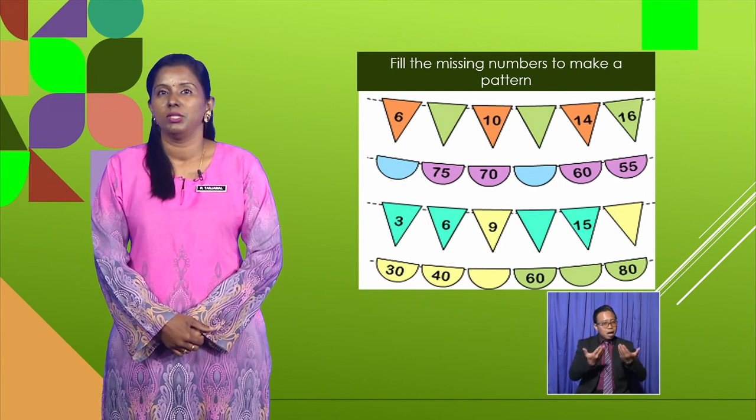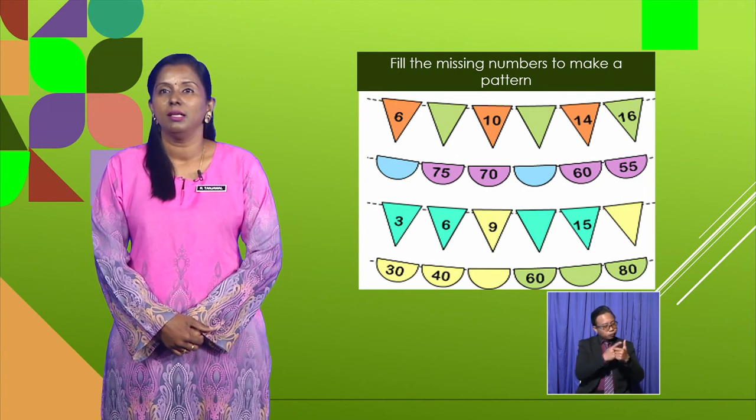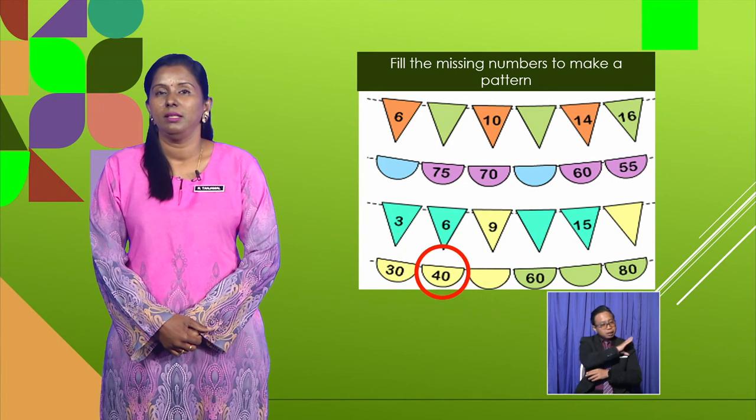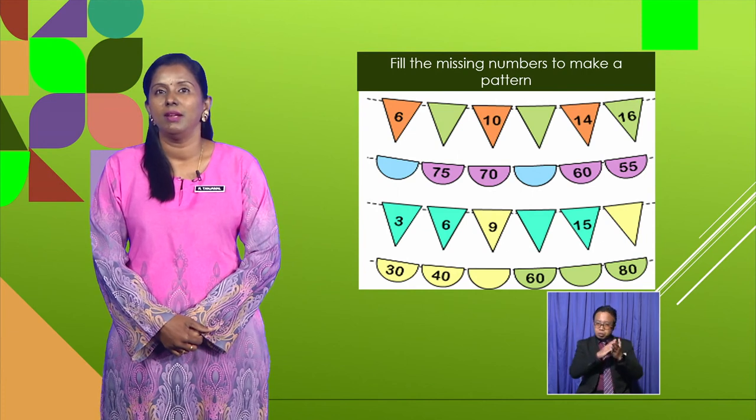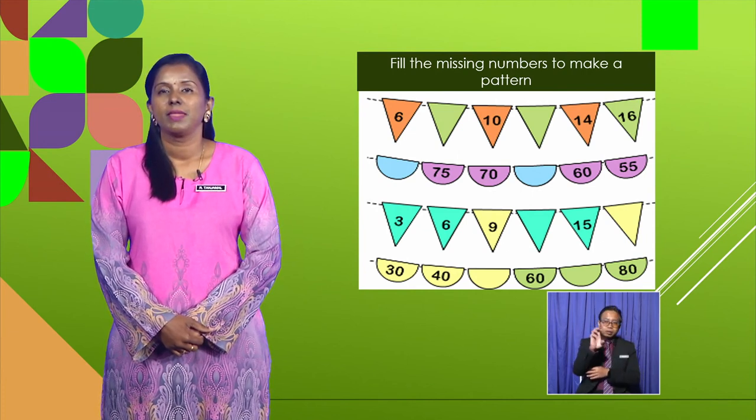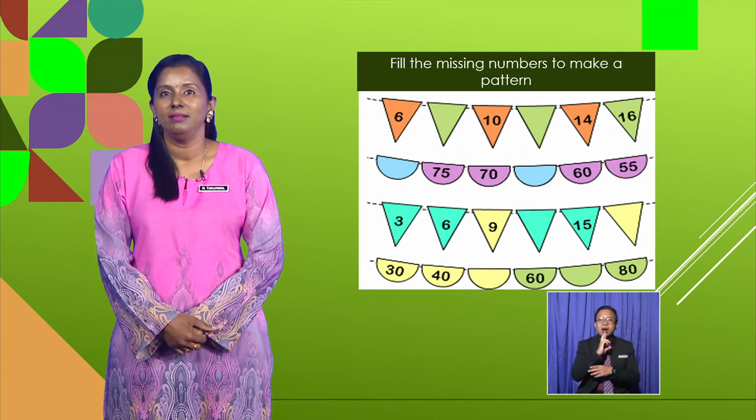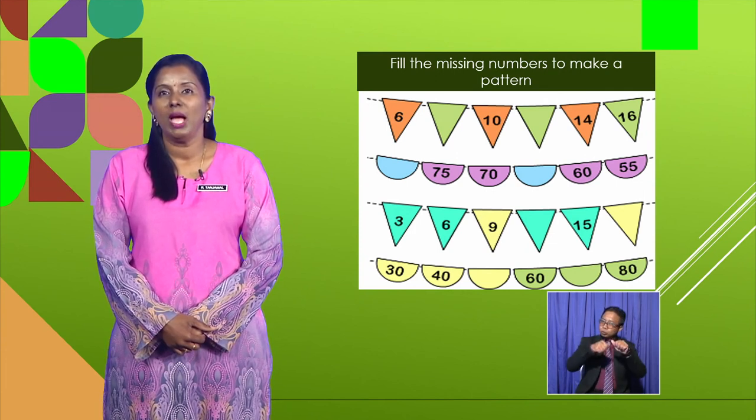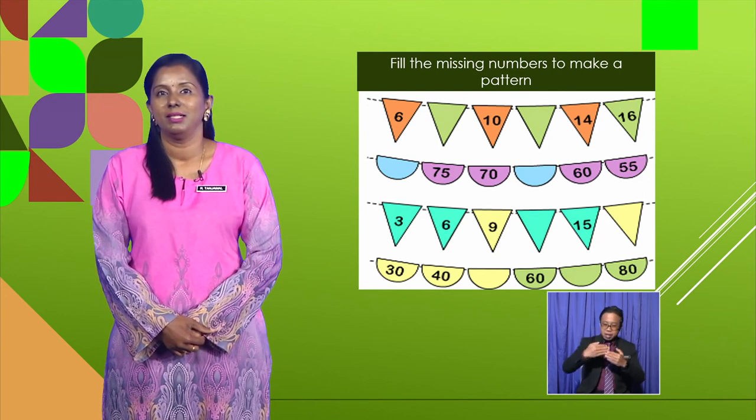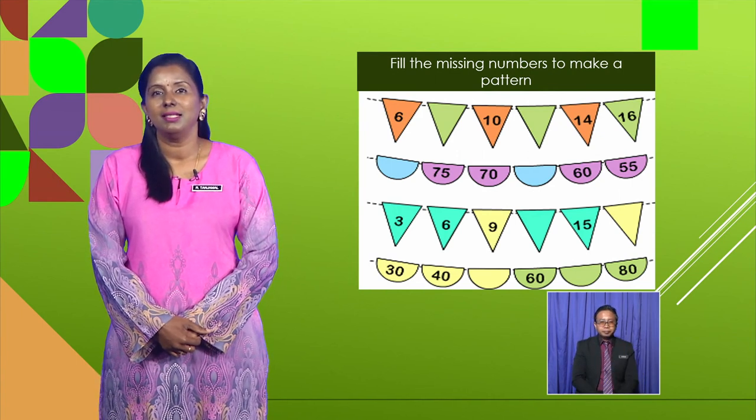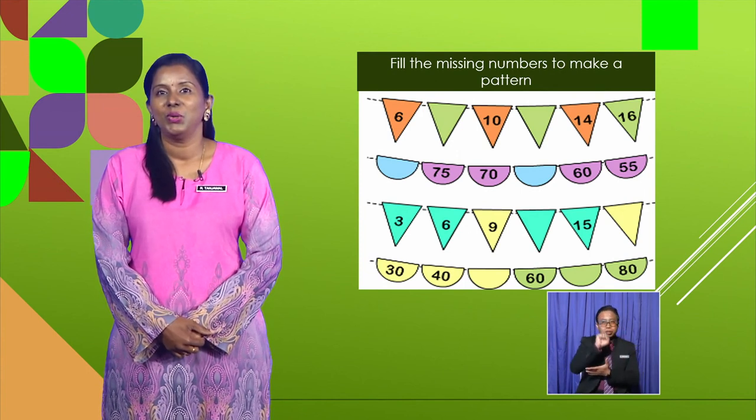How about the last question? You can see the first two numbers are 30 and 40. How much is the differences between 30 and 40? Great! You are right. The differences are 10. So, you have to count on in 10s to get the next number. Excellent! You are able to answer all my questions. You are really smart.